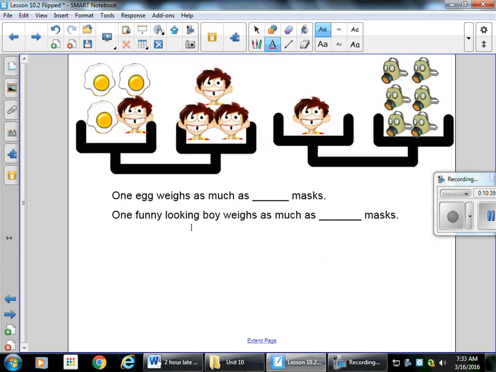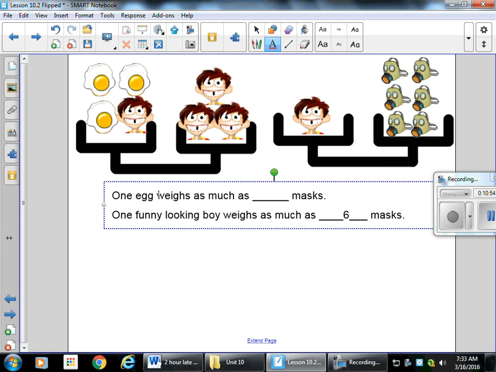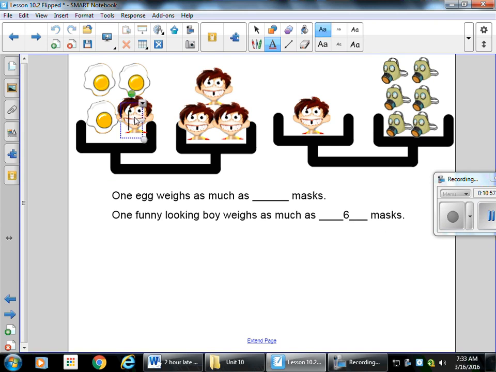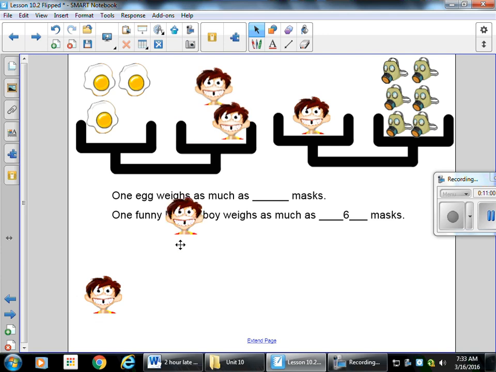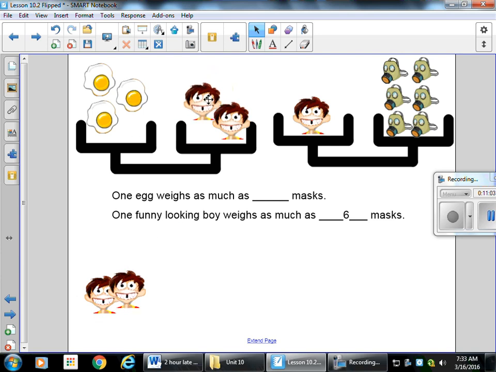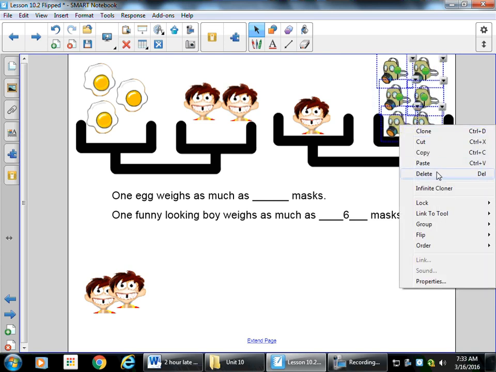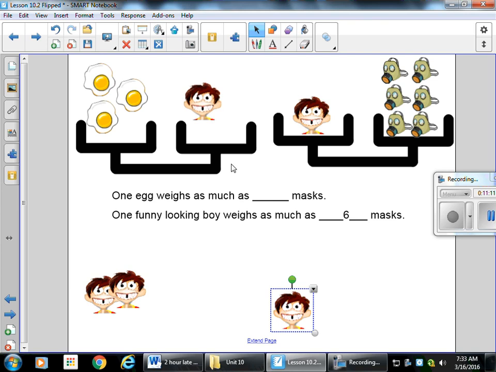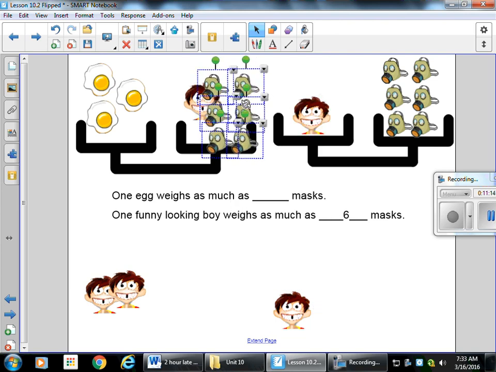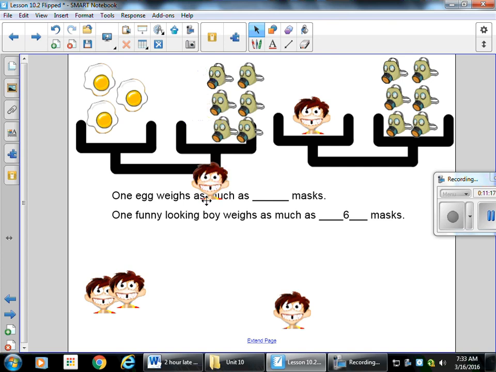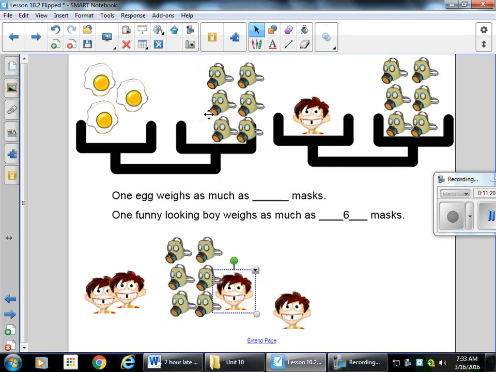We have some gas mask, a funny looking boy, and an egg. What's the information we know here? Let's see. We do know 1 funny looking boy weighs the same as 6 mass. 1 egg weighs as much as how many mass? Well, right away we can take away this boy and this boy. We have 2 little boys left. Each little boy, funny looking boy, weighs 6 mass. So if I grab 6 of these things, I get rid of this guy, press paste, I've got 6 mass here, right? If I get rid of this little boy, I have 6 more.